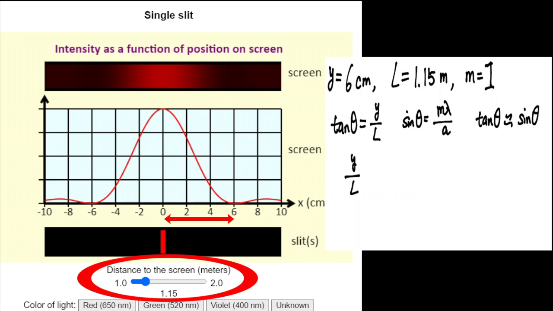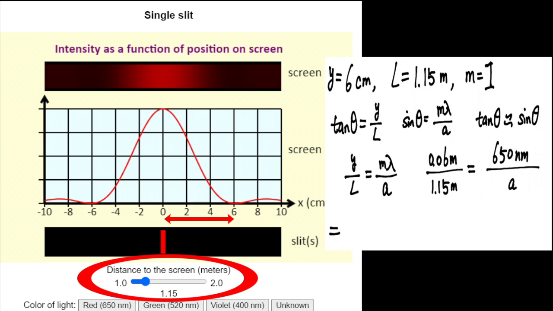By equating these two values, y over L equals m lambda over a, in which lambda is the wavelength of the incident light and a is the width of the slit. You can find out a. Your calculated slit width may not be exactly the same as the answers, but choose the closest answer you can.